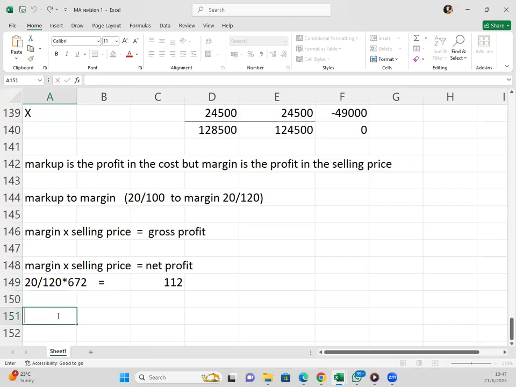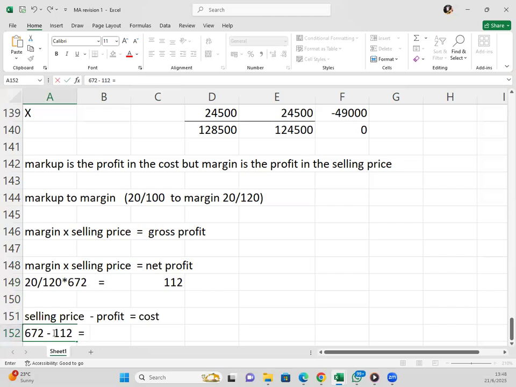Okay, then, if you say the selling price minus profit, you get cost. We did talk about something similar to this when we were doing target costing yesterday. So from your selling price, if you remove your profit, you get your cost. If you sell something for 672 and your profit is 112, how much would have been your cost?